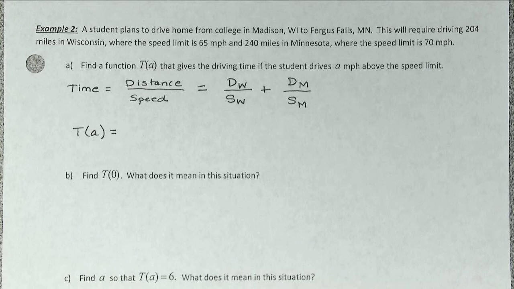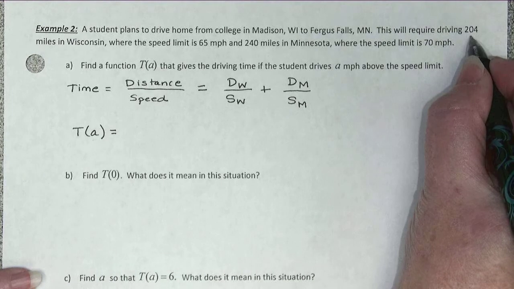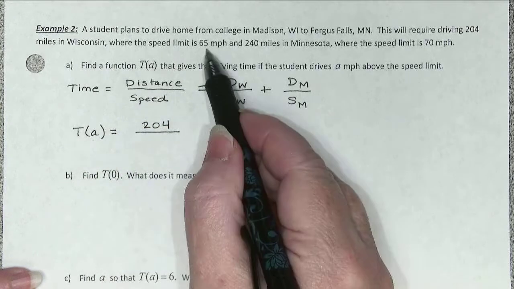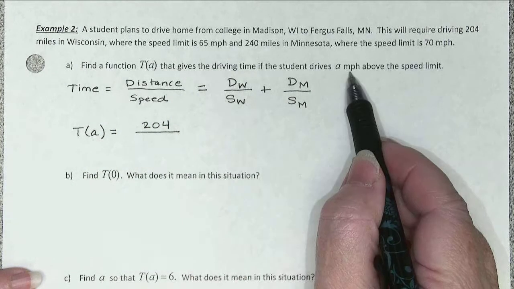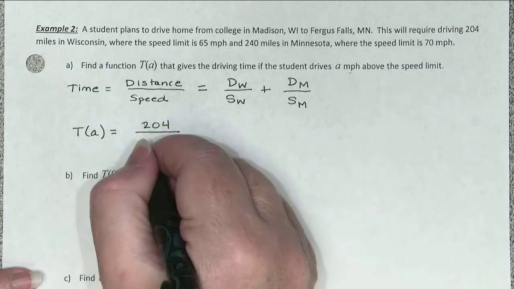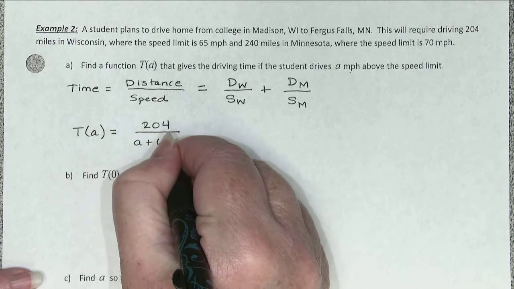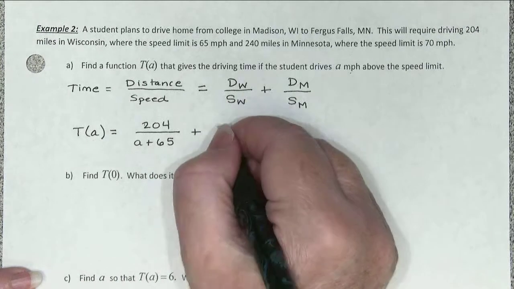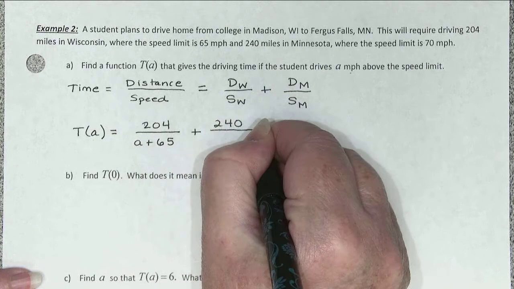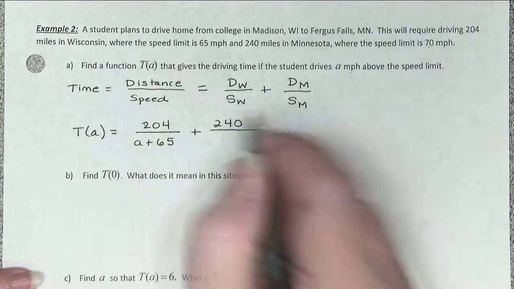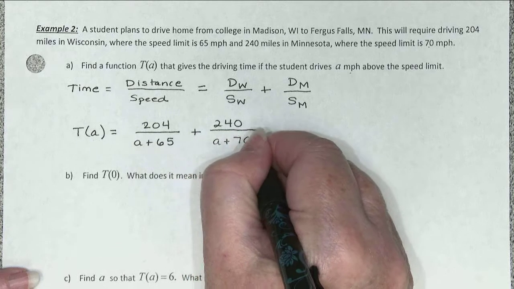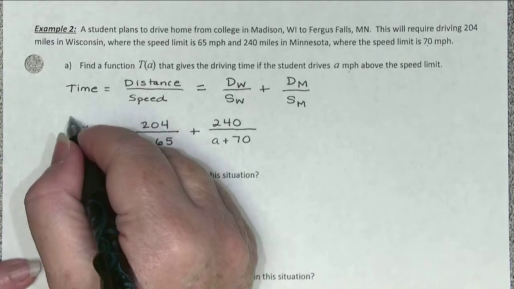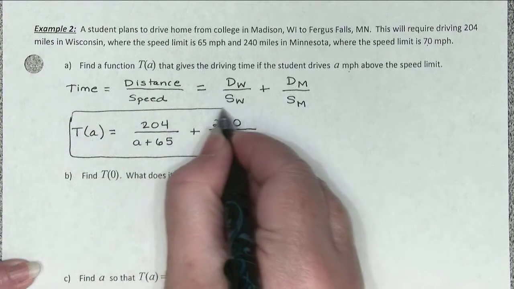Now the distance in Wisconsin was 204 miles. And the speed limit's 65, but the student's going a miles an hour above that speed limit. So we're going to go a plus 65 here. Plus in Minnesota, we're going 240 miles. Speed limit 70, but again, still going a miles an hour over that. So a plus 70. And there's my equation for how long it will take if the student drives a miles an hour above the speed limit.